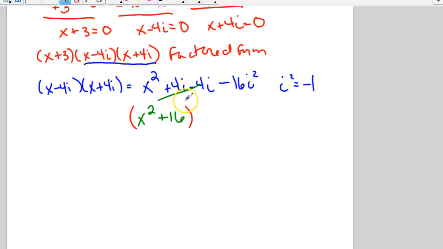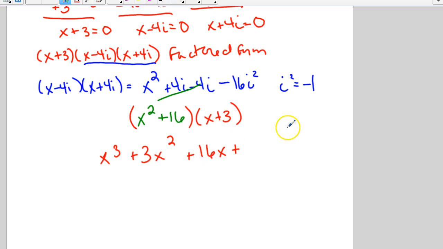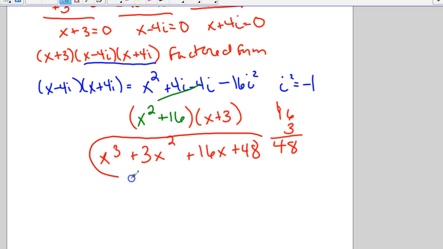Now I'm going to multiply by x plus 3. When I distribute, I get x cubed, and then a 3x squared, and then a 16x, and then 16 times 3 is, I want to say 48, but I want to double check, plus 48. Here's my polynomial written in standard form. Okay? All right, I'm going to give you one more.